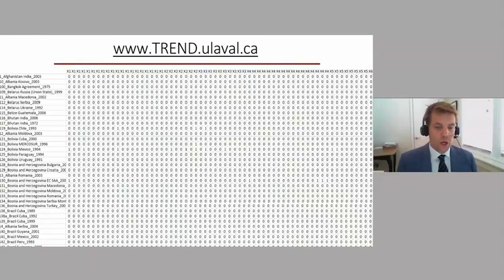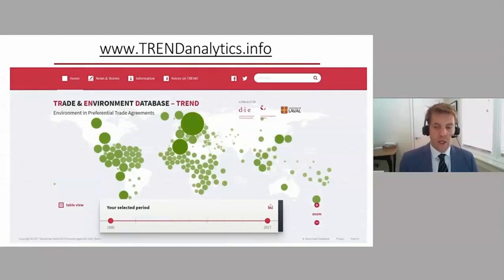So I partnered with the German Development Institute to create this interactive website where people can go. It's very interactive. You can compare different countries, different trade agreements. You can zoom in, zoom out, change the time period, and also see the expression of different examples of the same environmental provision. So, for example, the precautionary principle.